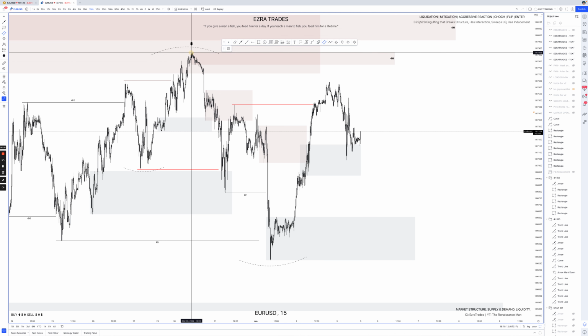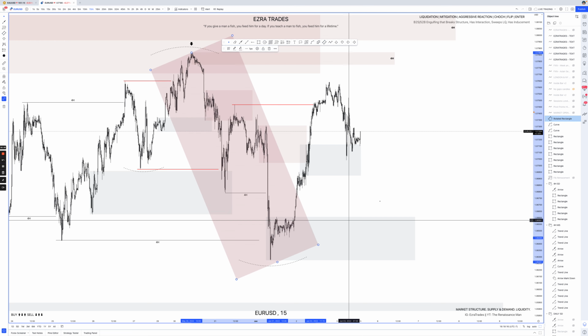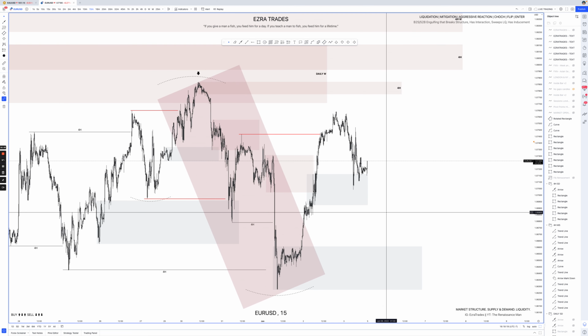excuse me, I have the hiccups now. I'm going to mark this big swing to the downside, just so that we have an idea of what that swing is at the current moment.